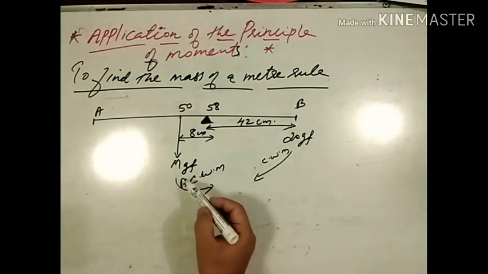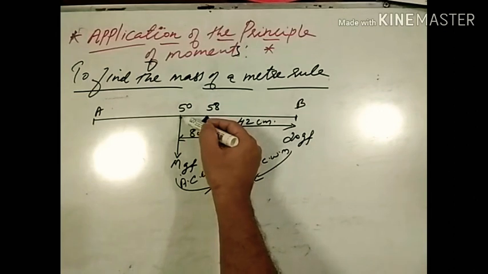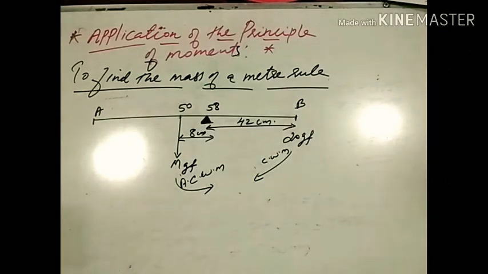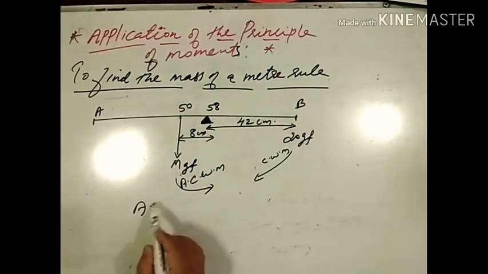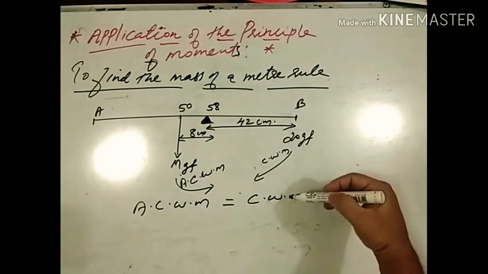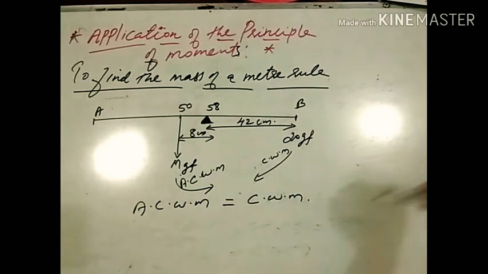So we can say that the mass of the meter rule, m gram force, is acting at the midpoint of this meter rule, that is at the 50 centimeter mark, which is causing an anti-clockwise moment, and the 20 gram force is causing a clockwise moment. Is the diagram clear to you? Once the diagram is clear, we can easily solve the numericals. Let us come to the solving part. According to the principle of moments, anti-clockwise moment is equal to clockwise moment. You have to write all the steps in detail, because all these steps carry marks in the board examination.